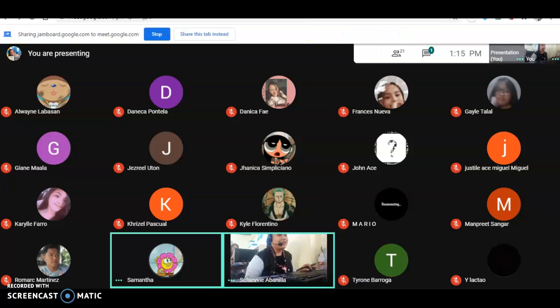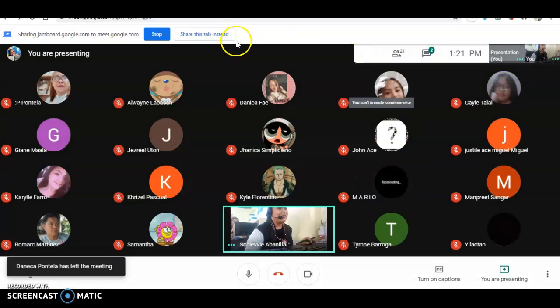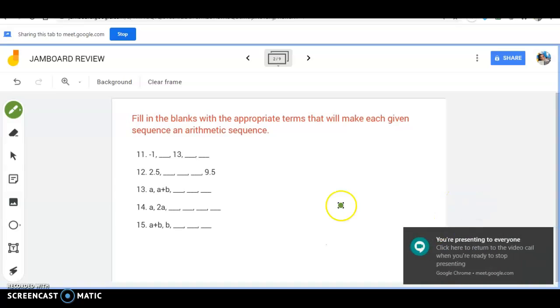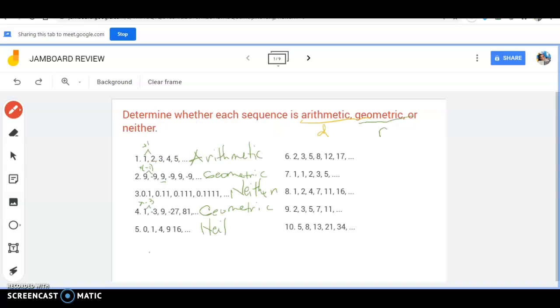Okay, let's proceed to the next slide. Okay, this one, we would want to find the missing term. So when it's like this, let's focus first on number 1. In number 1, we cannot generate it because no common difference was given, right? Nothing is written. So, what can we use here?